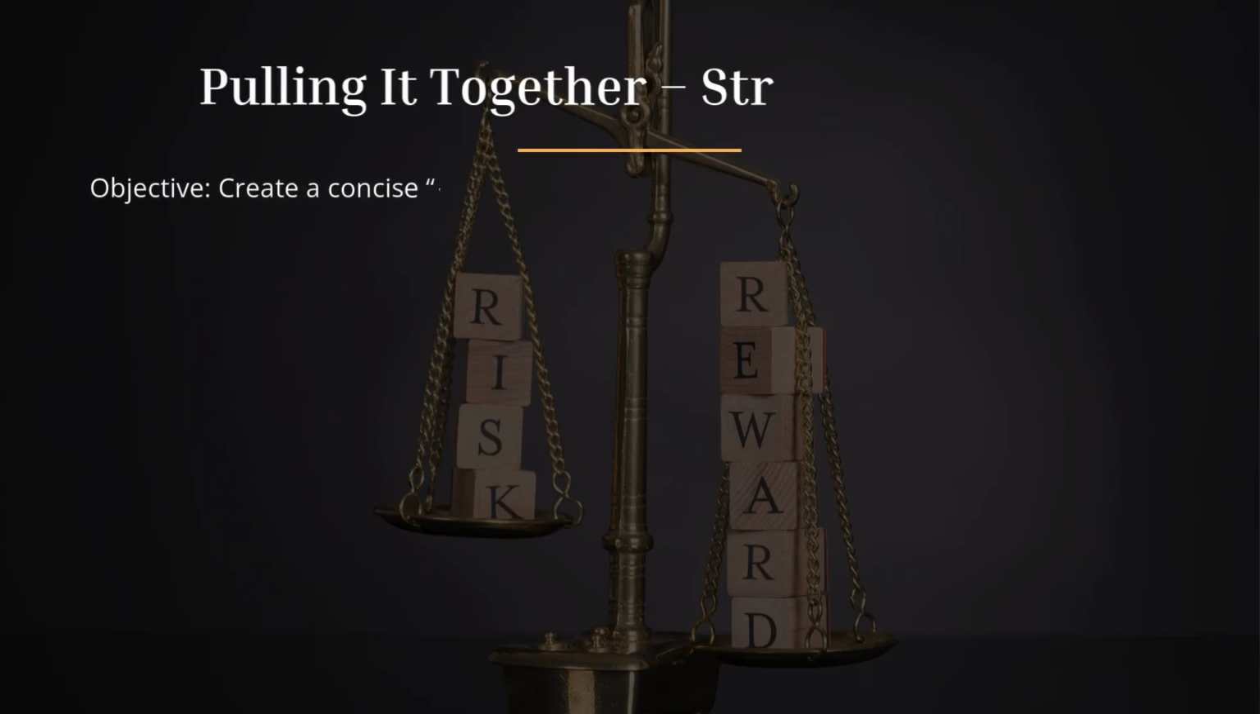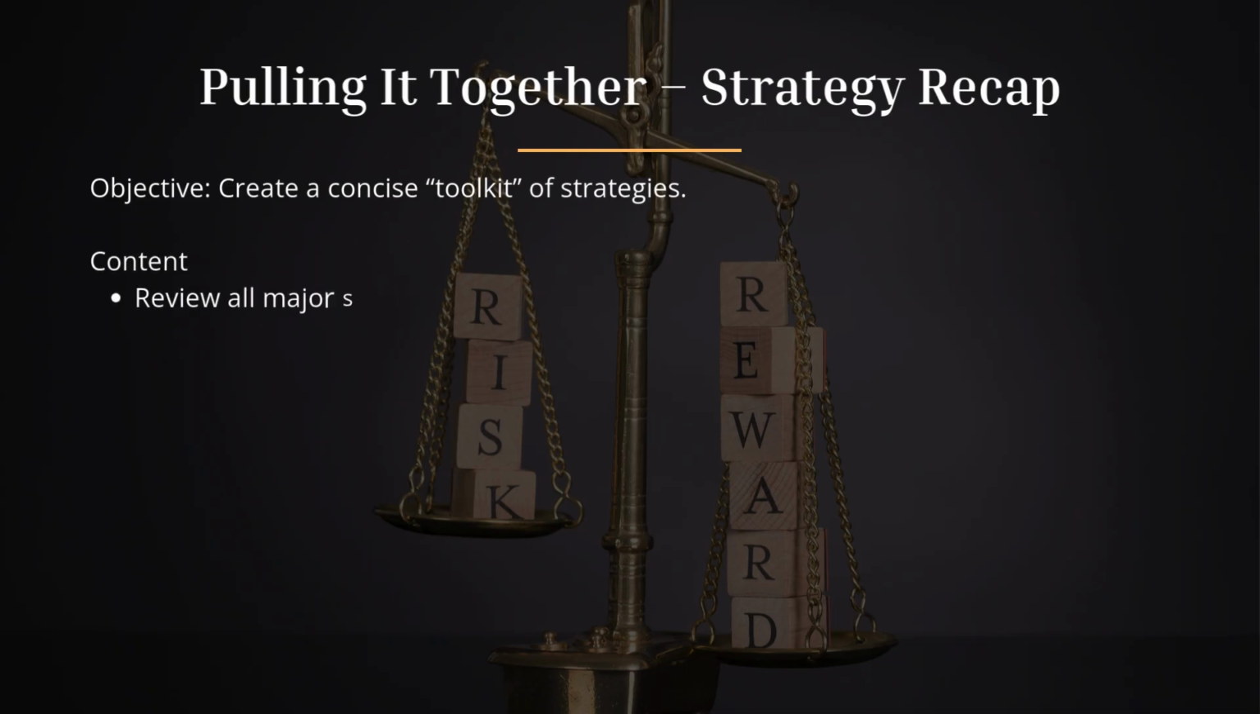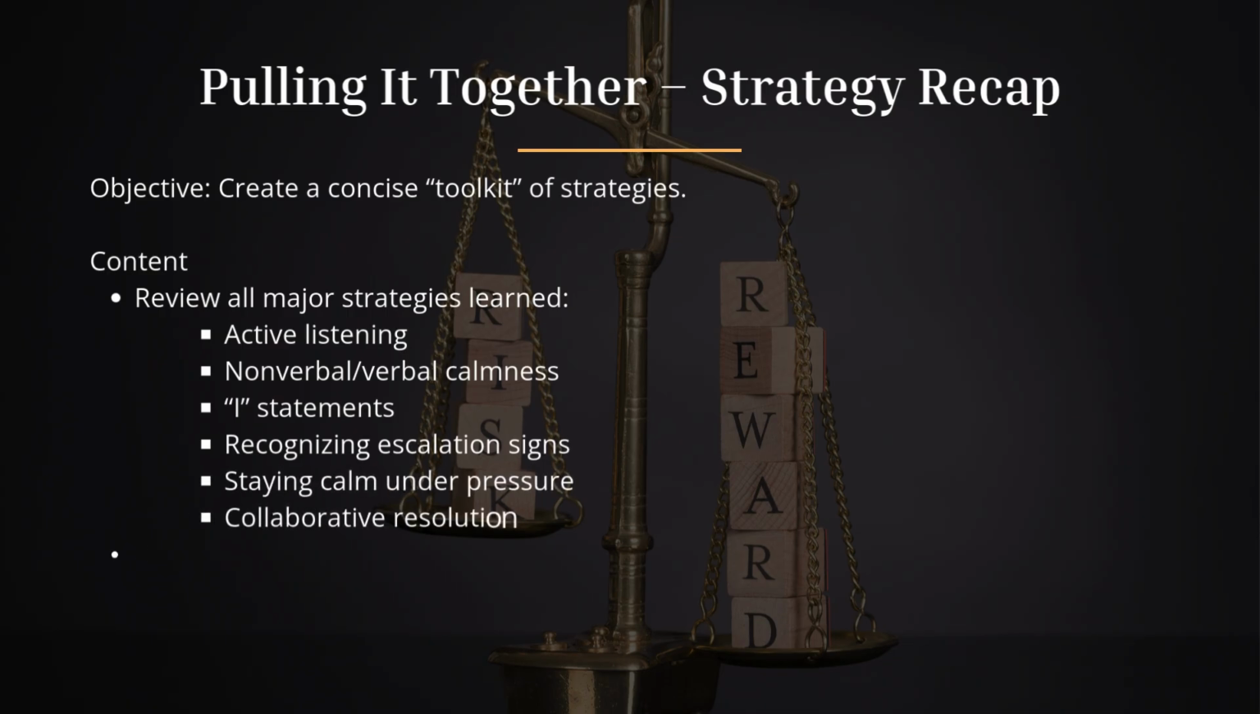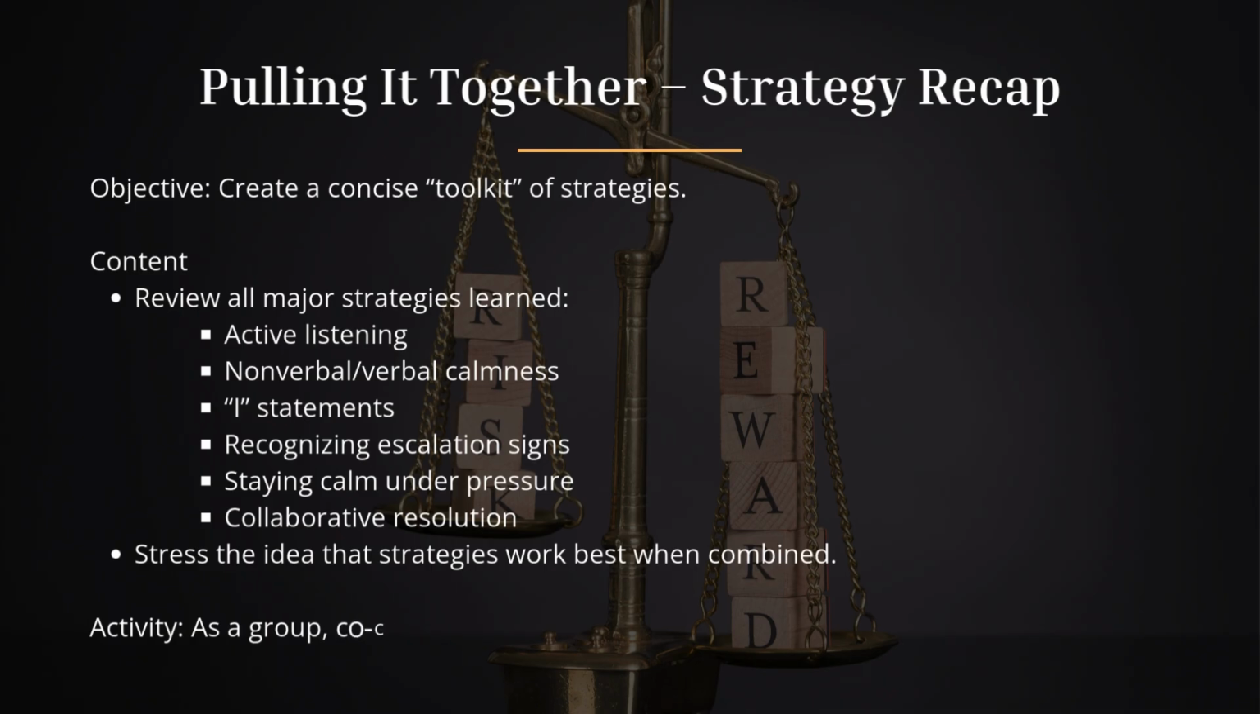Pulling it together, strategy recap. Objective: create a concise toolkit of strategies. Content: review all major strategies learned. Active listening. Nonverbal and verbal calmness. I statements. Recognizing escalation signs. Staying calm under pressure. Collaborative resolution. Stress the idea that strategies work best when combined. Activity: as a group, co-create a conflict resolution checklist to summarize all strategies.